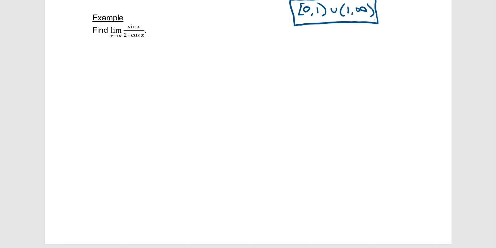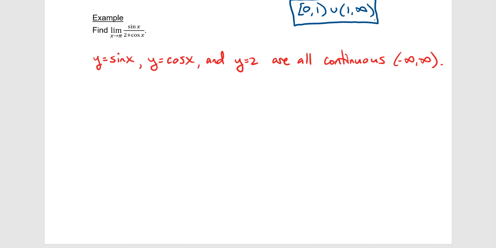So before we go ahead and just plug in, we have to make sure that this is going to be continuous there, so we will be allowed to plug it in. So first we have to break it down. And when we break each one down, we have to look at sine of x, 2, and cosine of x. All three of those functions on their own are continuous for all real numbers. So next we have to do the next one, which is 2 plus cosine x.